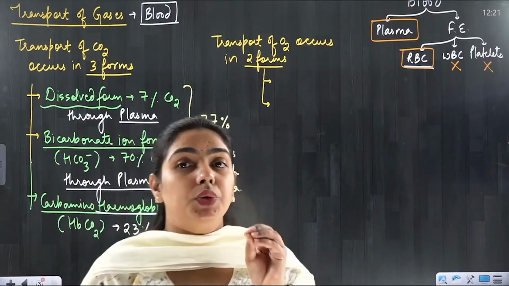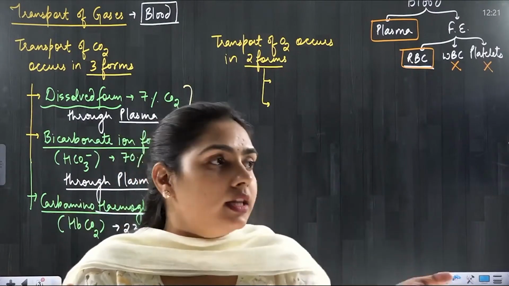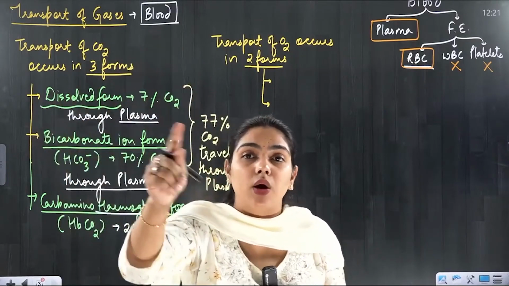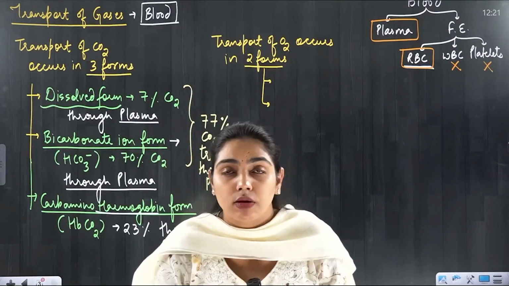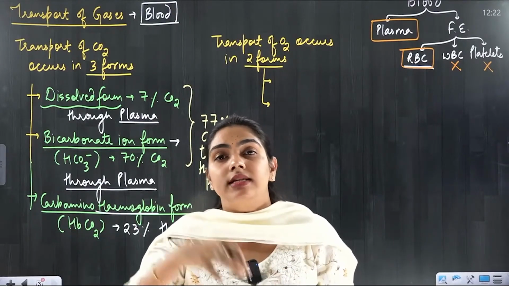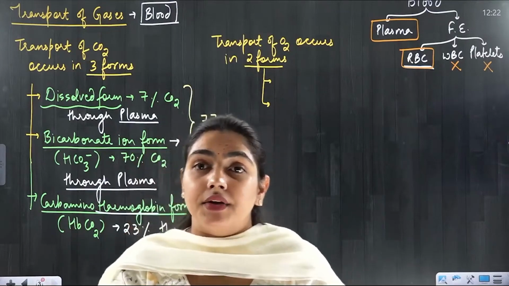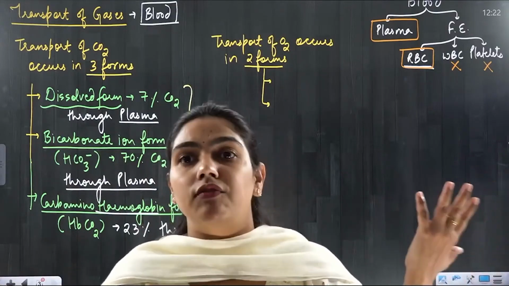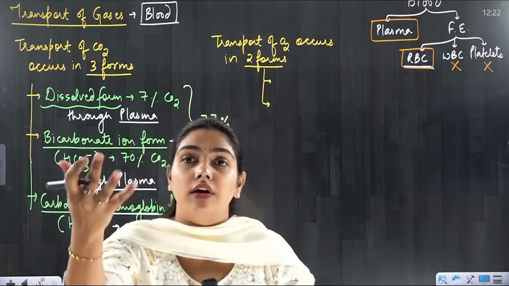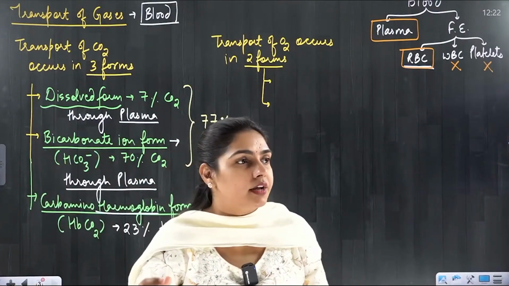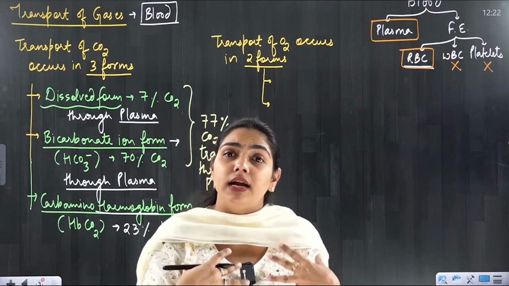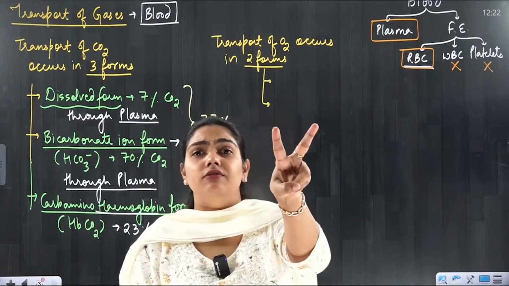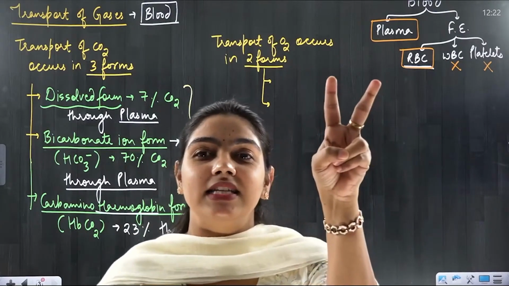So, everyone, CO2 is getting transported by blood from one place to another place. Transport simply means from one place to another place. When you are coming from your hometown to this campus, how will you be coming? Some by bus, some by train, some by their own car, some by bike or scooty. Everyone has a different mode of transport. But in our blood, there is only one mode of transport, that is blood. And in blood, only two things are there. One is plasma and one is RBC.